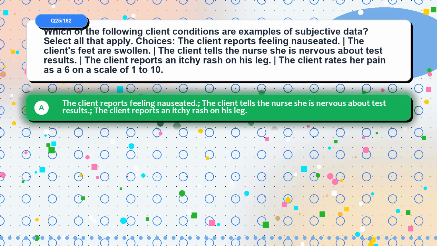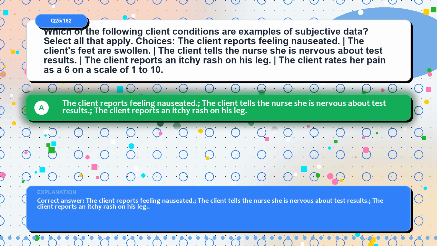The correct answer is option A. The client reports feeling nauseated. The client tells the nurse she is nervous about test results. The client reports an itchy rash on his leg.